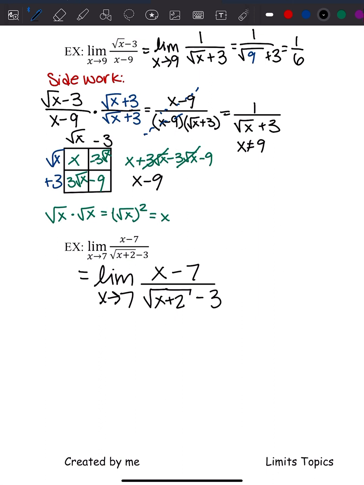But this time we're going to multiply by the conjugate of the denominator. So I want to multiply the top and bottom by the same thing. This time we are looking at two terms. So our first term in this is the square root of x plus 2. So I'm going to go ahead and write the square root of x plus 2. Our second term in here is this 3. Originally, they were being subtracted, so now we are going to add them. So the thing I'm going to be multiplying the top and the bottom by is the square root of x plus 2 plus 3.